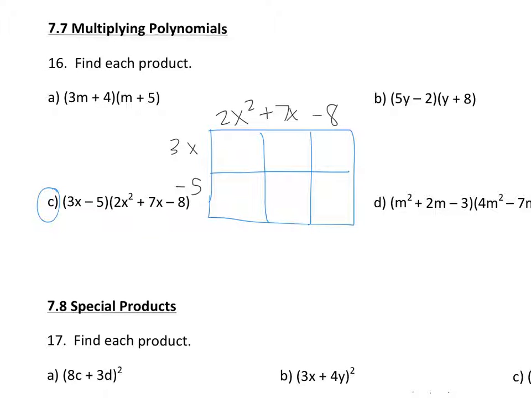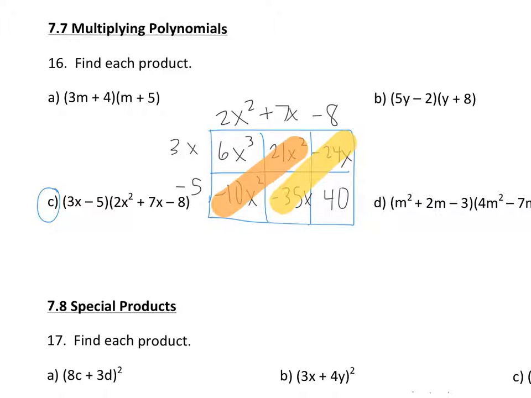So 3x times 2x squared is 6x cubed, and then 21x squared, negative 24x, negative 10x squared, negative 35x, and positive 40. Then we can look at if we have any like terms here, and we should see those diagonally. There's one, and then there's another. Let's combine those like terms to get our final answer.